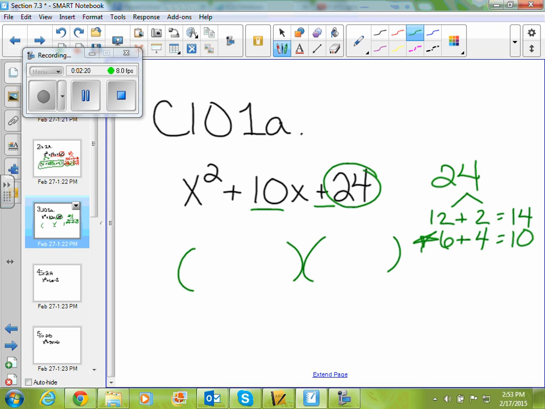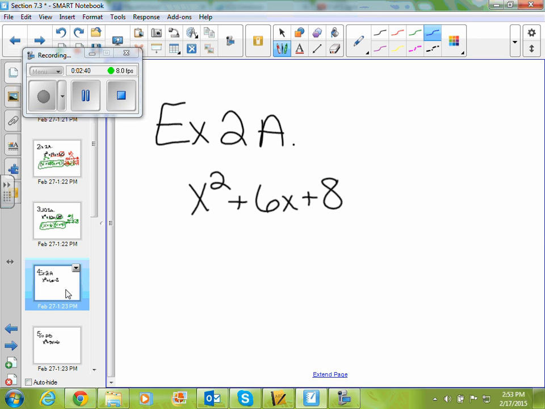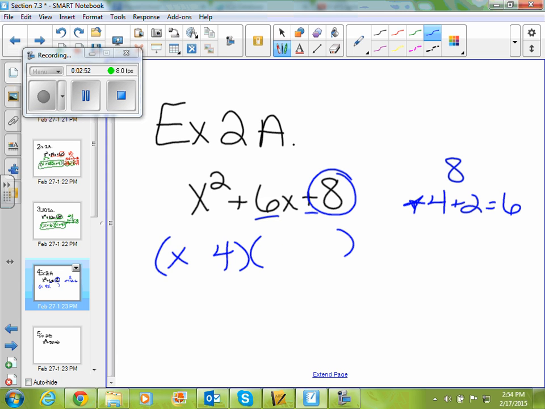X squared tells me how many x's? 2. Are these positive or negative? Positive. Pretty easy. So far, so good. Alright, so if I look at x squared plus 6x plus 8, factors of 8 that add to positive 6. 4 and 2 gives me 6. Perfect. 2 x's, and they're positive.